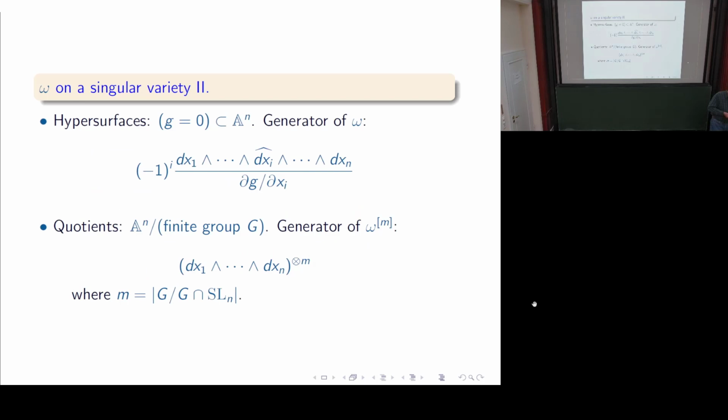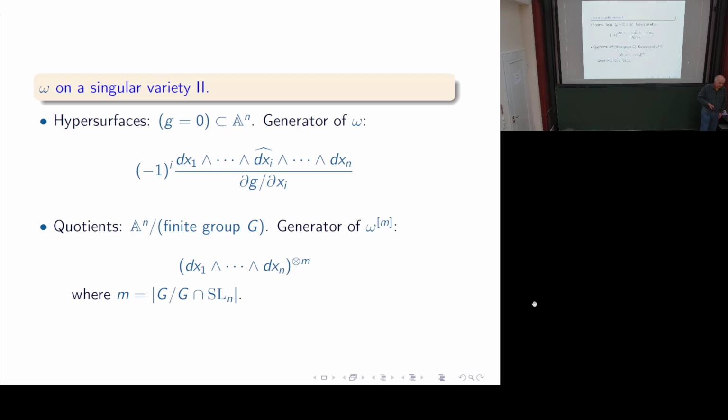Okay, now here are just some examples of how to write down generators of this omega of hypersurfaces. You probably have seen this formula in Shafarevich's book, and so you know this defines it over the open set where dg/dx_i is non-zero and there's a normal hypersurface that defines it everywhere.